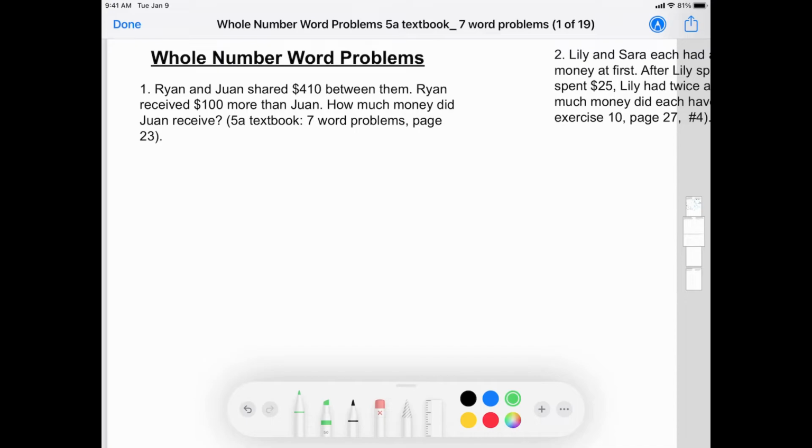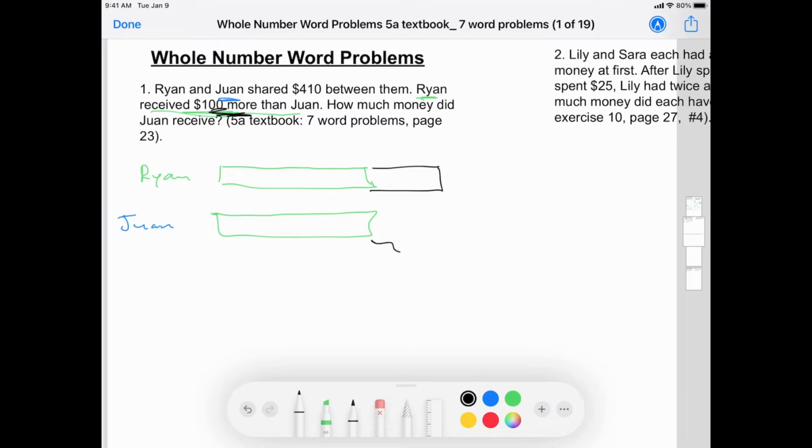All right, Ryan and Juan shared $410 between them. Let's write Ryan. So Ryan received $100 more than Juan. So here's Ryan, and he has the same amount as Juan. But he has $100 more, so that would be a difference of $100. And together they have $410 between them.